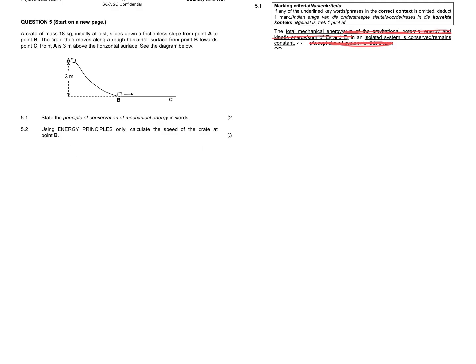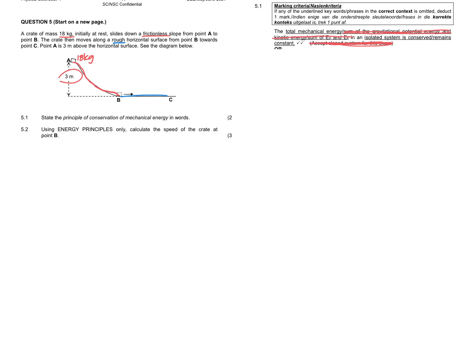Then for the next one, they say use energy principles to calculate the speed of the crate at point B. So let us just quickly do the numbers, because we have to do the numbers. 18 kilograms is not on here. It's 18 kilograms for the block. And it says frictionless slope. So this part has no friction. Then rough horizontal surface. So the blue part is rough and the red part is frictionless. And point A is 3 meters above the horizontal surface. So I can see that 3 meters. And they're saying use energy principles to work out how fast the crate is going at point B.